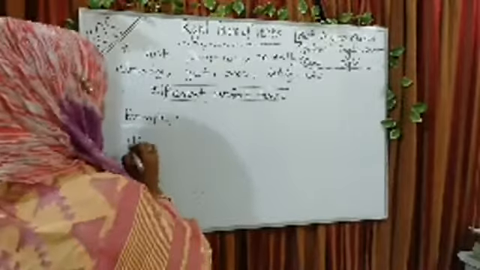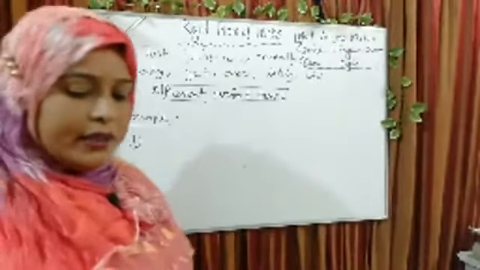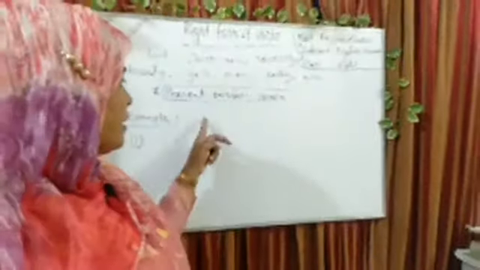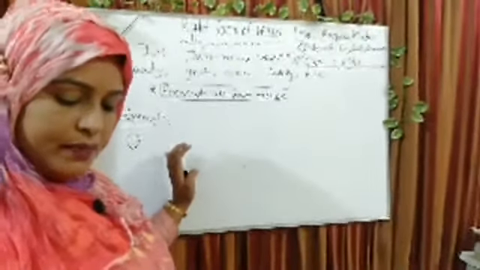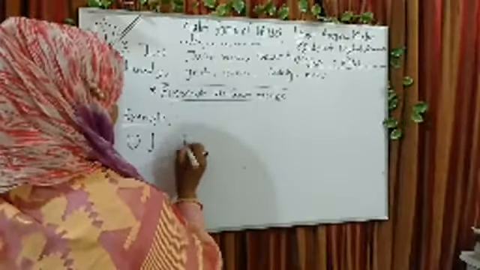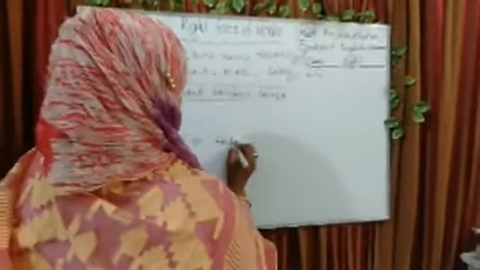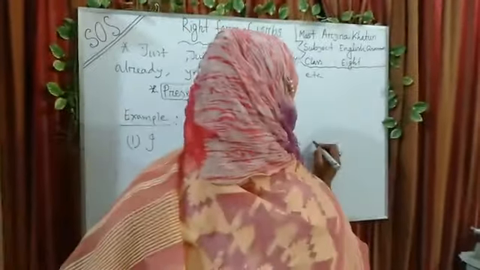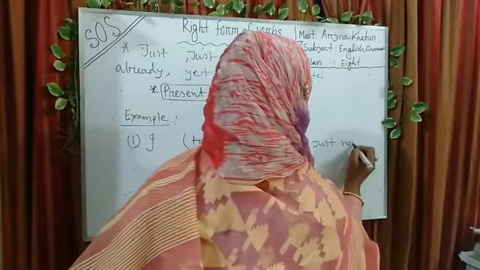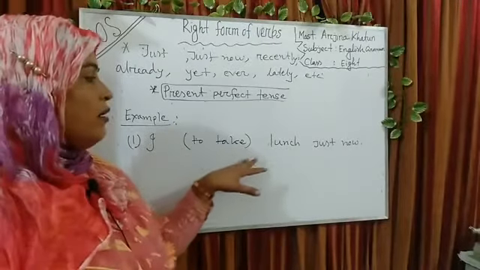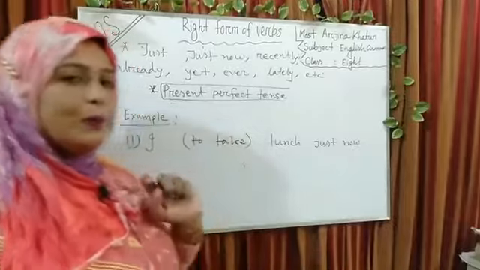Please carefully follow this example. Dear learners, in case of present perfect tense, obviously: I (to take) lunch just now. My dear learners, I bracketed "to take lunch just now."